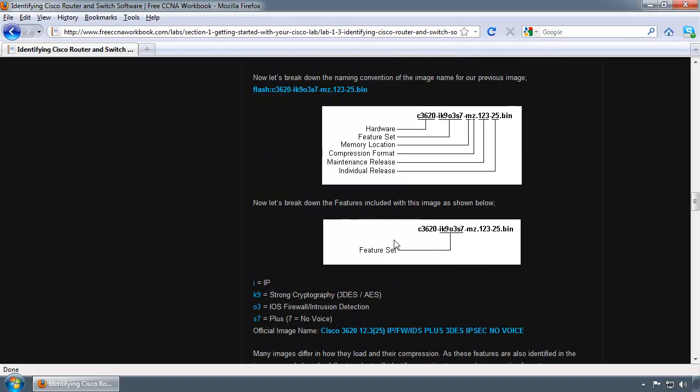Let me see what all I'm missing here. I don't want to skip through some stuff. Oh yeah, the official name. You were probably wondering how I memorized that stuff earlier. When you work with IOS so much, and Cisco routers in general, it tends to just stick in your head. But nonetheless, the official name of this image that I'm using on the page for demonstration purposes is 12.3.25 IP Firewall IDS Plus Triple DES IPsec with no voice.